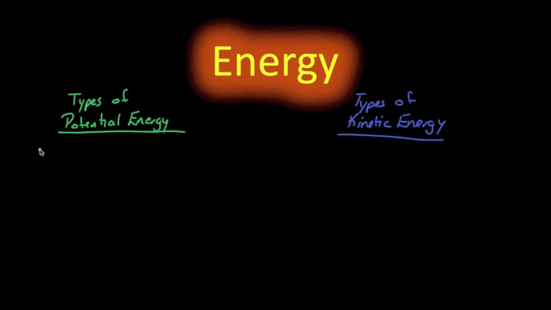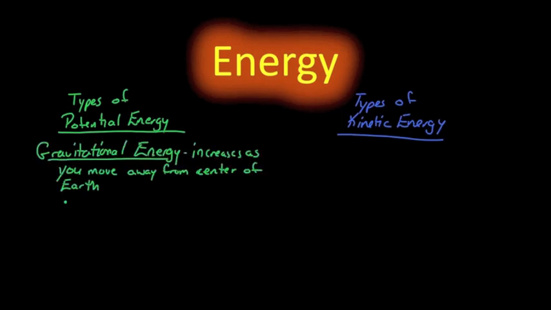One type of potential energy is called gravitational energy. Gravitational energy increases as a mass or an object moves away from the center of the Earth. So, for example, the higher you go up on the diving board, the more gravitational energy you have. Or the higher you lift up a rock above the ground, the more gravitational energy it would have.